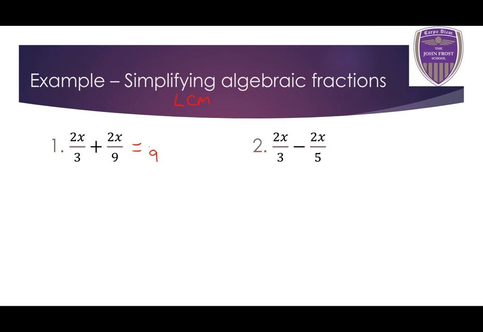And that will actually be 9, because 3 times 3 is 9 and 9 times 1 is 9. So the lowest common multiple here is 9.